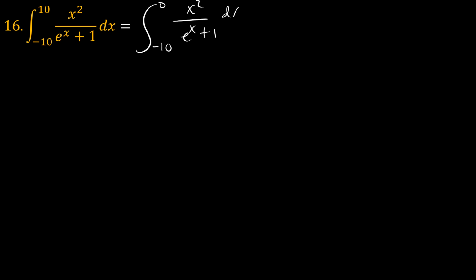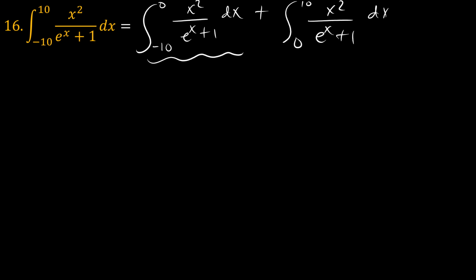This is also an interesting problem, and it's kind of challenging, but I think it's easy. We could separate this into the negative side and the positive side. So we say this is the integral from x equals negative 10 to 0 of x squared over e to the x plus 1, plus the integral from 0 to 10 of x squared over e to the x plus 1. So let's focus on the first part for a minute, and we say let x be equal to negative u, meaning that we can substitute for dx with negative du.